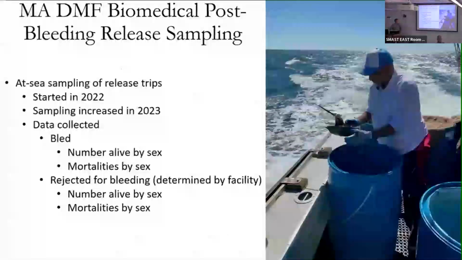So release sampling. We're on the boats when they release these crabs too. That started in 2022, increased sampling in 2023. The data collected includes number of blood crabs we observe, number alive by sex, mortalities by sex, and also for the rejected ones, we look at them as well, number alive by sex, mortalities by sex. So those are the crabs that are rejected for whatever reason at the labs.